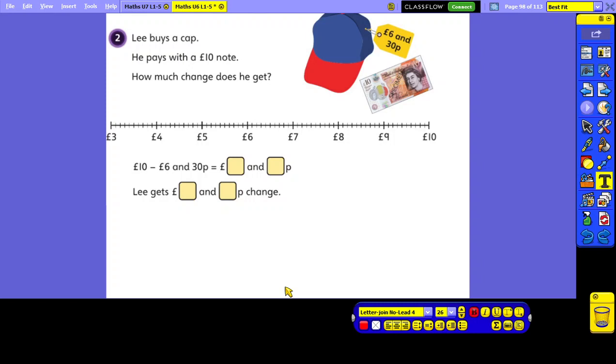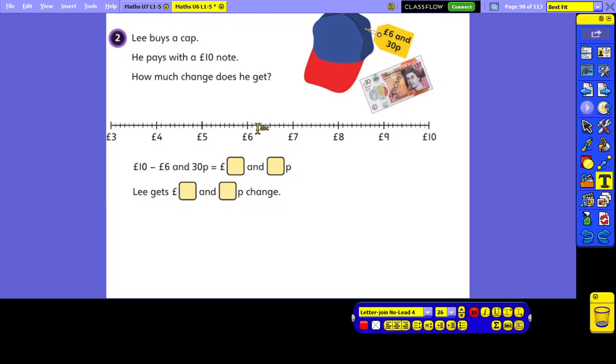Question 2. Lee buys a cap. The cap costs £6 and 30p, I can see. He pays with a £10 note. How much change does he get? Now underneath you've got a number line starting at £3, and it goes all the way up in jumps of £1 to £10.